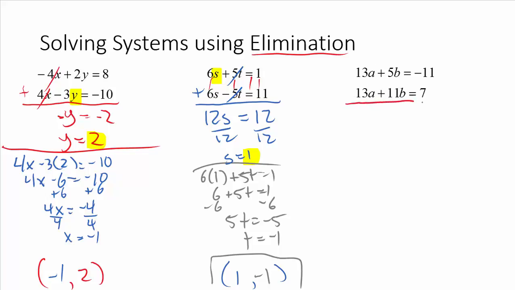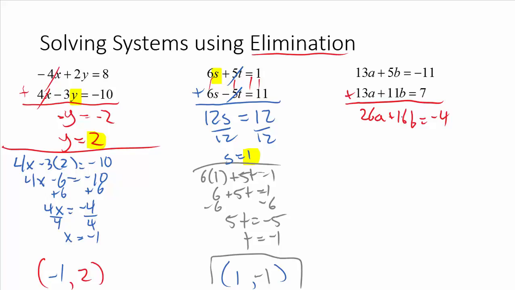Now here, we're actually going to have a problem, and you may notice that if I add these up, I'll get 26a, because they're both positive, plus 16b is equal to negative 4. And this is a problem because we didn't eliminate a variable like we did in these. There actually was no evil twin in this example.